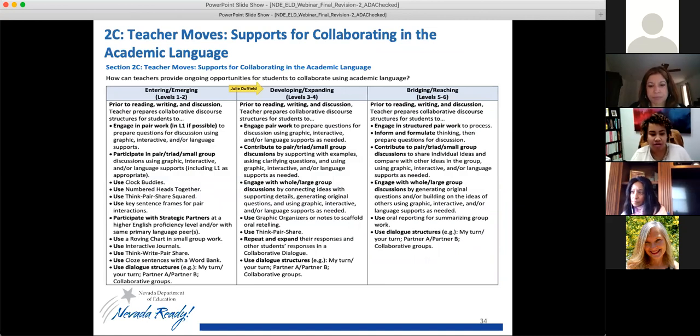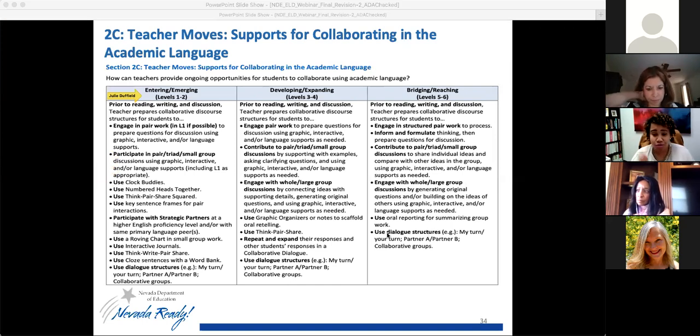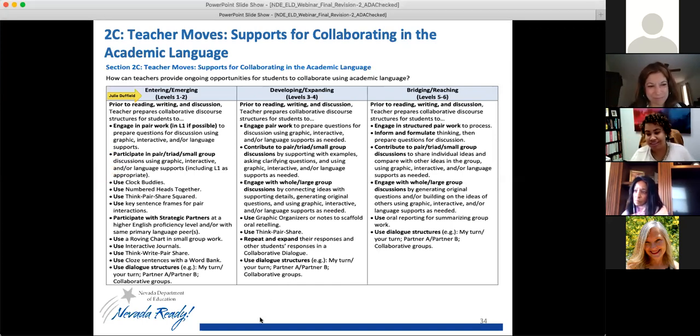So just in the chat, what were some ways that you would have altered the lesson that Emery and I presented to you to provide an entering or an emerging support? When you look at that column, it talks about participating in pairs, engaging in pair work, using numbered heads together, think, pair, share. So if you could just drop in the chat another activity that you could have added in there to provide the collaboration piece. There's interactive journals, think, write, pair, share. And as always, if you feel that you can unmute, we would love that, if you don't want to type it all in.